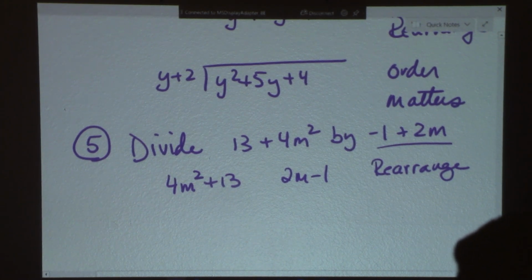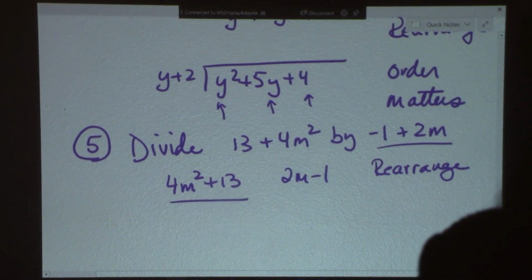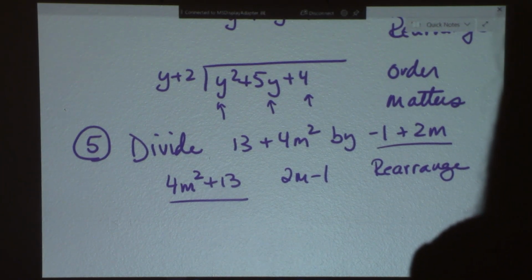How is this different? Well, up till now, we've had trinomials every time. We've had, like up here, a y squared, a y term, and then a constant, a number without a variable. I only have two terms here. I have an m squared, and I have a constant. I am missing the middle term. Well, that's going to make dividing potentially difficult. I might need that middle term.